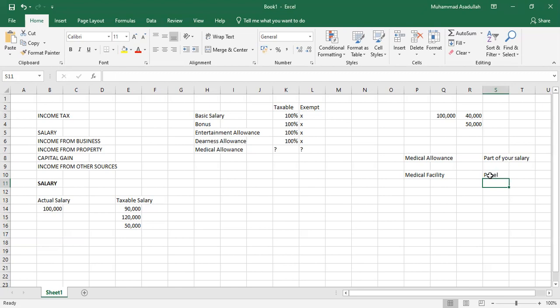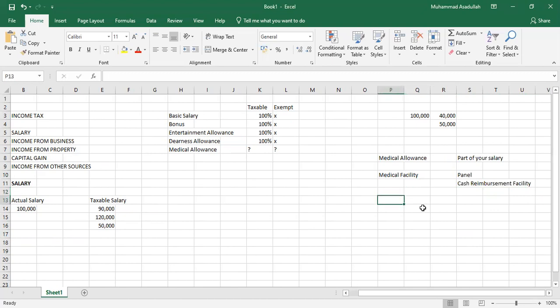The second one is the cash reimbursement facility. It is like if you go somewhere, and you have been admitted, or your spouse or your kids have been admitted, and there is proper treatment at any hospital, and after they are discharged, you go to your HR and submit all the related bills which you have paid because of the treatment at the hospital, and they will pay you back. So this is the medical facility. Medical facility and medical allowance are two different things.